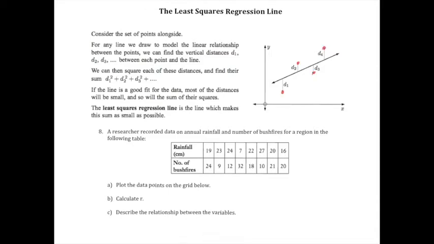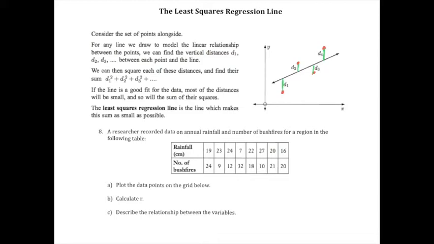For any line we draw to model the linear relationship of the increase in the points, we can find the vertical distance, d1, d2, d3, and so forth. They're talking about this distance here. Do you see the green that I'm drawing? This is the vertical distance between each red dot and the line, vertically up or down. Does that make sense? Okay, so now we can square each of these distances and find their sum.